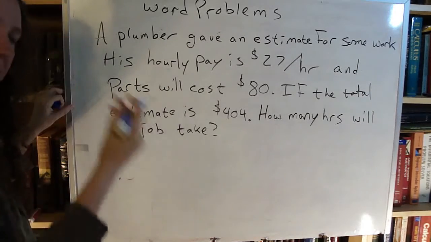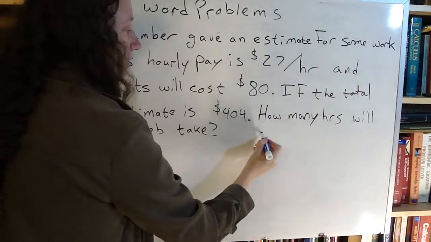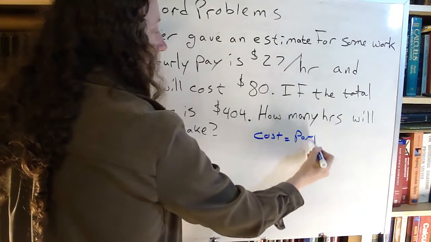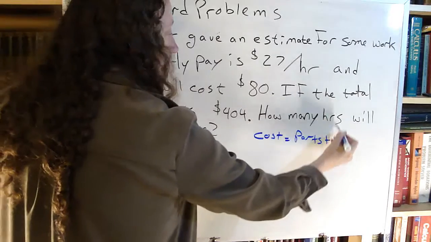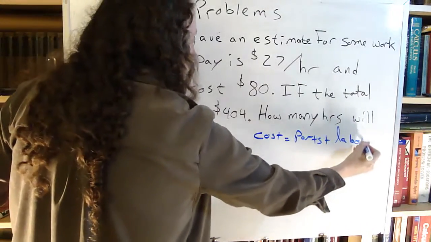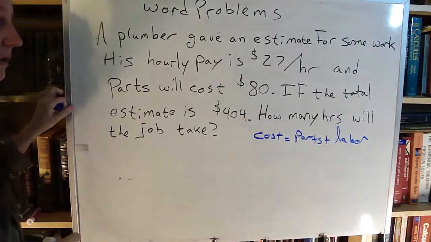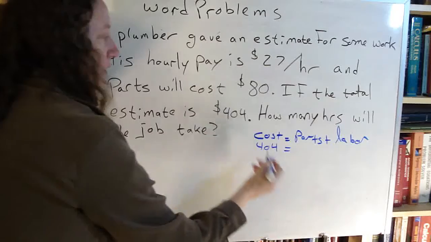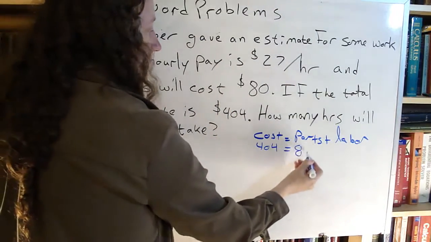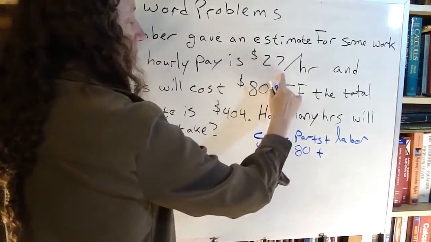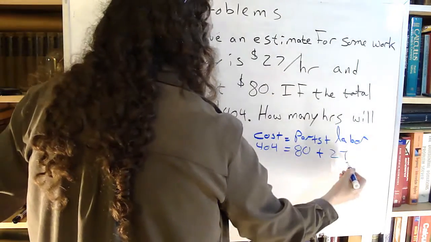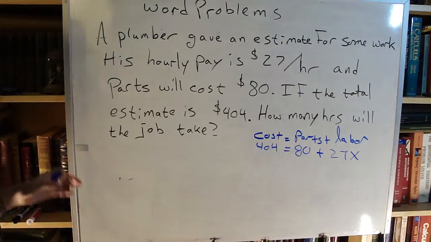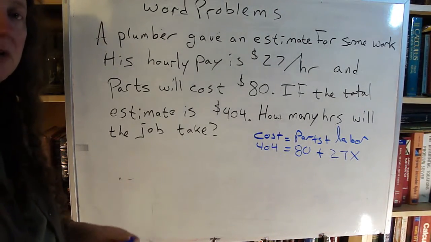So if you already know cost is parts plus labor, you are set to go, because you can just fill in this 404 equals 80 plus 27 times x. And then you solve the problem and you're done.